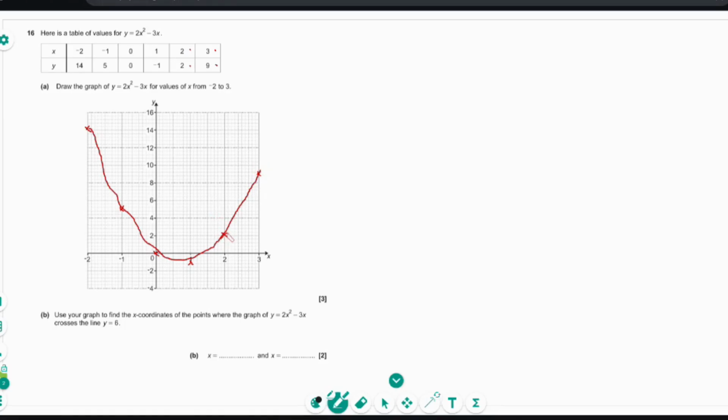Use the graph to find the x coordinates of the points where the graph of y equals 2x squared minus 3x crosses the line y equals 6. So there we have y equals 6. Along this line, y is always 6. We just need to read down our x values. X is 2.5 and x is minus 1.2. You might have slightly different answers to me.